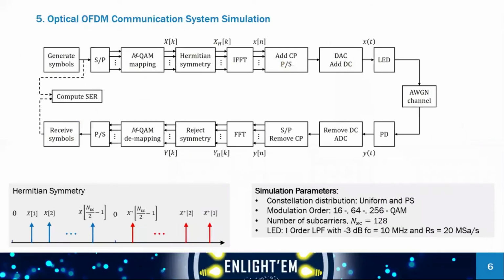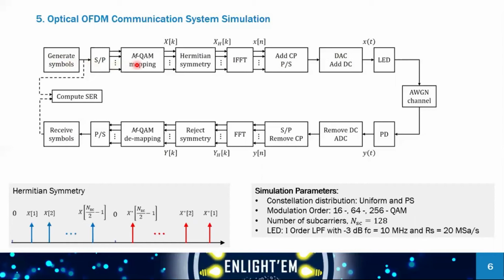Now, various forms of multi-carrier modulation techniques, such as OFDM with a combination of high-order QAM, have been applied to achieve higher spectral efficiency. In this workshop paper, we implemented a DC-biased optical OFDM system. And in our simulation, we start by generating random symbols, both uniformly distributed and probabilistic shaped symbols. And these symbols are mapped in parallel to QAM constellation points. We consider 16, 64, and 256 QAM.